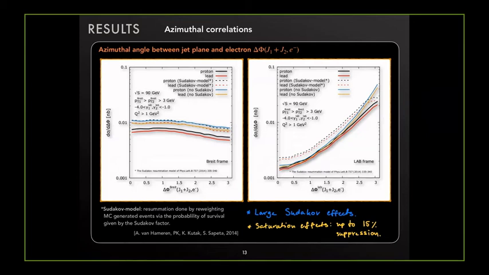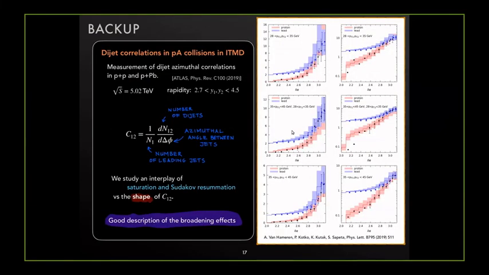Thanks, Farid. I have just a comment, to answer your question, Martin. For pA, we saw clearly what is the difference between purely saturation and purely Sudakov. In that case, Sudakov leads to a broadening of the distribution, while saturation just suppresses the peak. And in these plots which Piotr is showing, one can clearly see this. Here not really, but in the other ones.